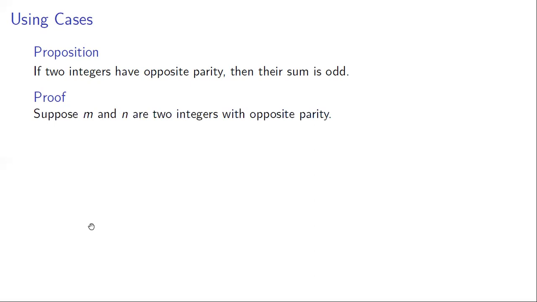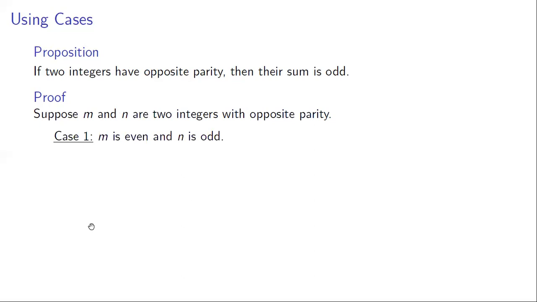Now, it doesn't seem obvious what to do next. If we were trying to do a plain basic direct proof without using cases, what would we do next? m and n are integers with opposite parity. Okay, how do we know that the sum is odd? How do we know that m plus n is going to be odd? So what we're going to do now is break this into cases.